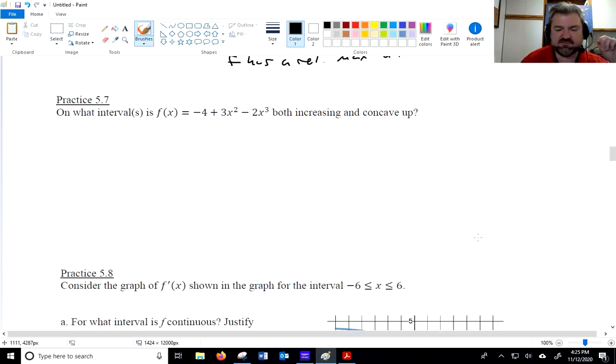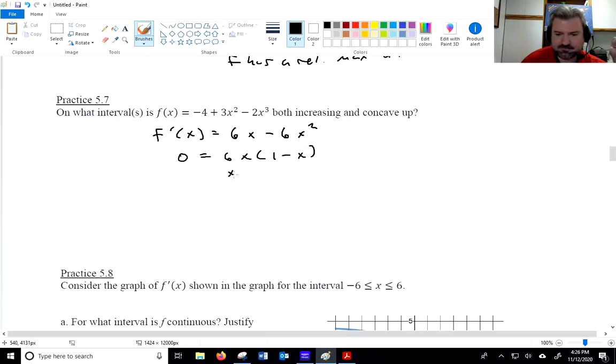Okay, on what intervals is f of x both increasing and concave up? Let's try that one. Pause the video and give it a try. Okay, so we need to know when f is increasing. Well, we take the derivative. We get that. If I solve it equal to 0, I can factor out a 6x, and I get 1 minus x. So x equals 0, and x equals 1.